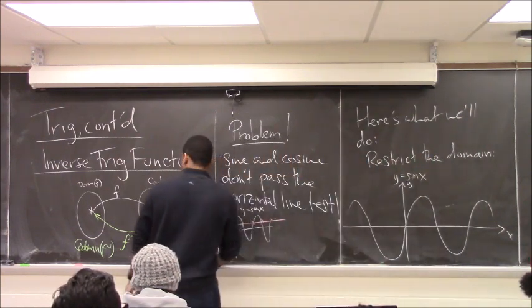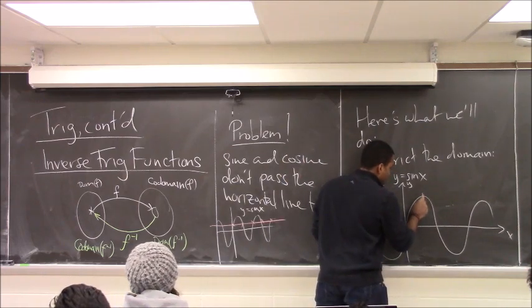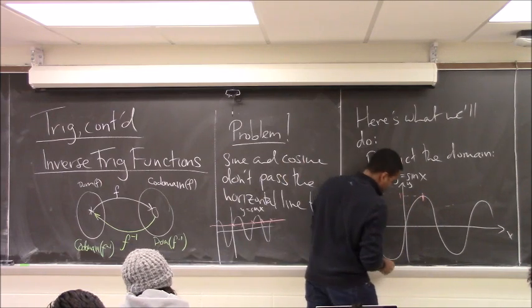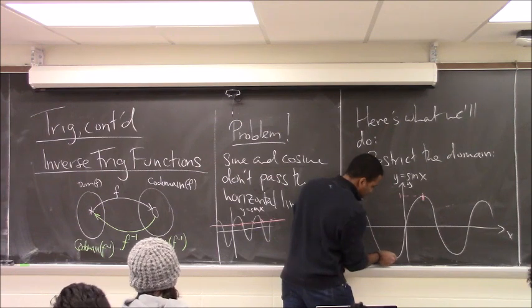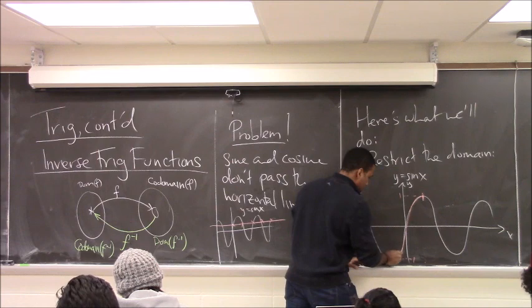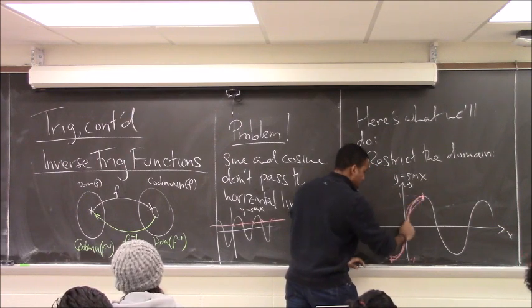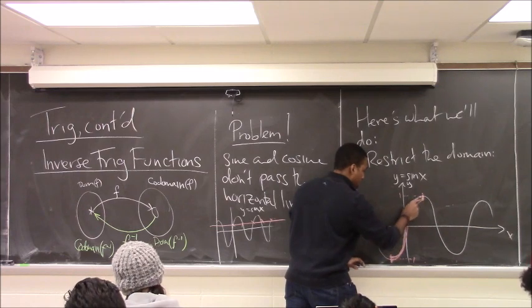And here's what we're going to do. We're going to take this part of the function, here where it hits its peak, which is at 1, and here where it hits its smallest value, which is at -1, and we're just going to focus on this part of the function. And we're essentially going to throw everything else away.